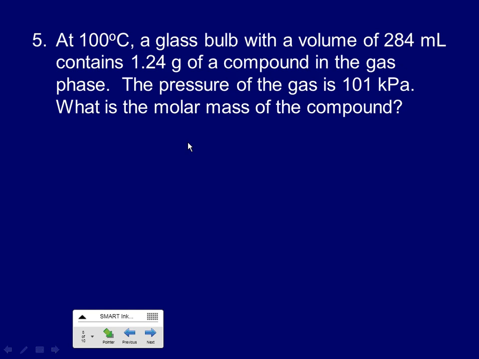Now, on your sheet, there needs to be a fix. I fixed it on the PowerPoint. It says 1.24 grams of a compound. On yours, it says moles. And that's a typo. Well, no, it's not a typo. It's a mistake. I accidentally pressed M-O-L instead of G. It's not a typo. That's a mistake.